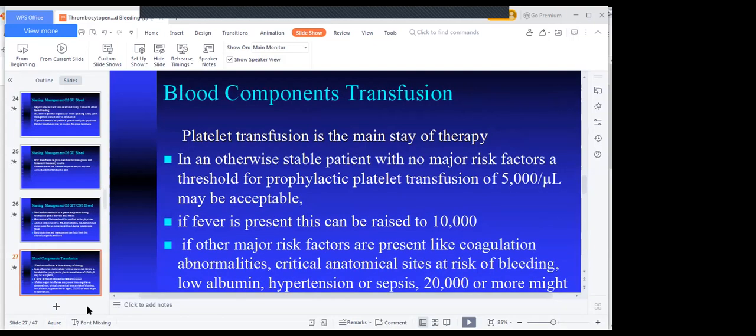Blood component transfusion: platelet transfusion is the mainstay of therapy. In an otherwise stable patient with no major risk factors, a threshold for prophylactic platelet transfusion of 5,000 may be acceptable. If fever is present, this can be raised to 10,000. If other major risk factors are present, like coagulation abnormalities, critical anatomical sites at risk of bleeding, low albumin, hypertension, or sepsis, then 20,000 or more might be used.